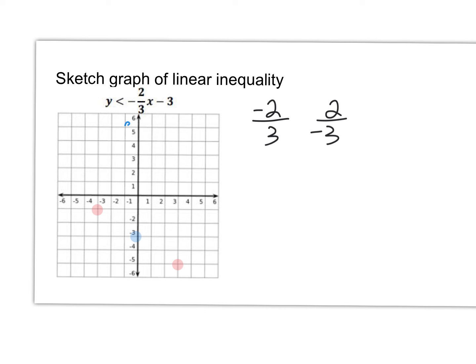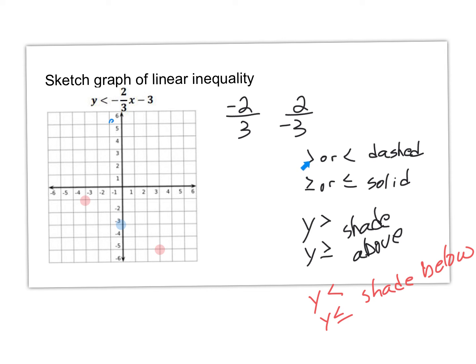But remember, I just drew a solid line. However, if I look back on my inequality, it's just less than. Remember, if it's not equal to, then you do not use a solid line. You use a dashed line. So I'm going to back out of that line. Quick notes real quick.